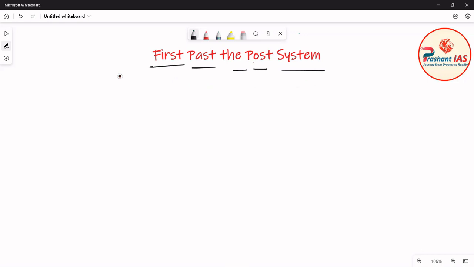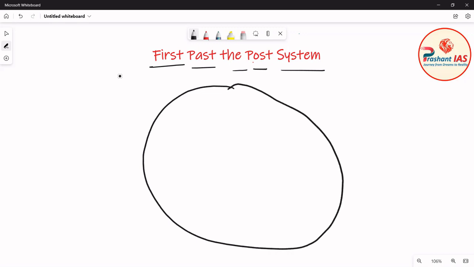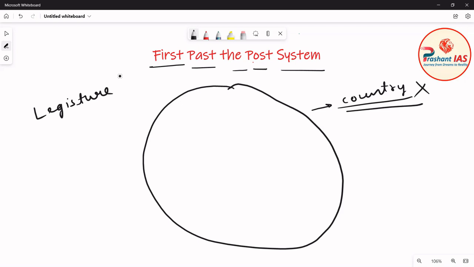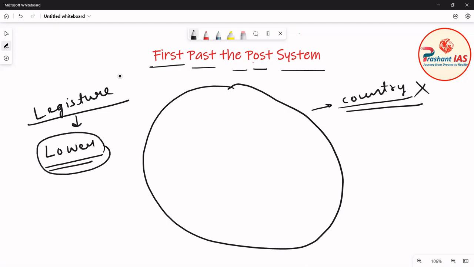So friends, let's suppose that this circle which I am drawing on the screen is a country, and let's name this country country X. For the purpose of election, let's suppose there is a legislature of country X, and there are two houses in the legislature, a lower house and an upper house. The elections are conducted to fill the seats in the lower house of the legislature of country X.